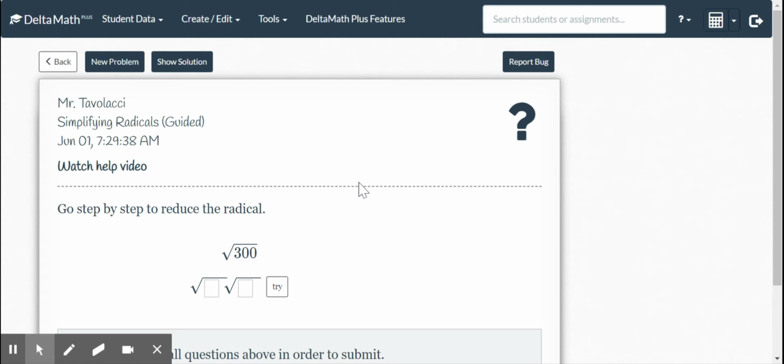Okay, guys, we're going to be in Deltamath today. I'm going to put a 30 problem assignment up on Deltamath, and it's going to be broken into two categories. So this is the first category, which is simplifying radicals guided. Here it just asks you to do the steps that we would normally write out by hand.